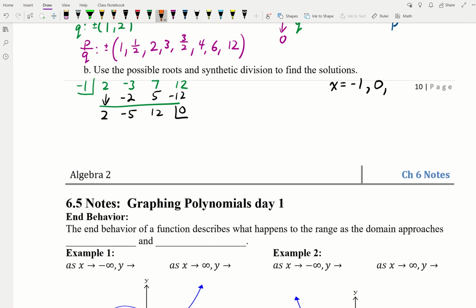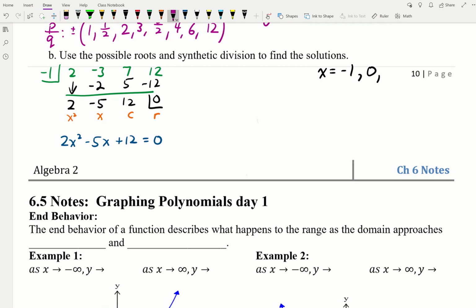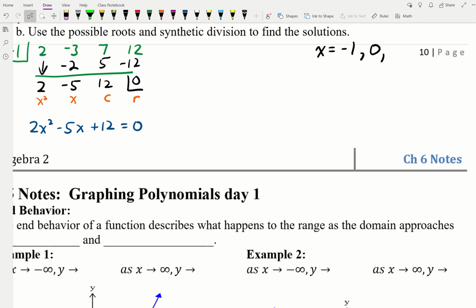And then from the division, I've got x squared, x, and constant. So this would be 2x squared minus 5x plus 12. We want to set this equal to 0. Now, if you were to try and factor this right now, it's not going to factor. You could try all the combinations. It won't work. So at this point, the only alternative we have to solve this equation is the quadratic formula.